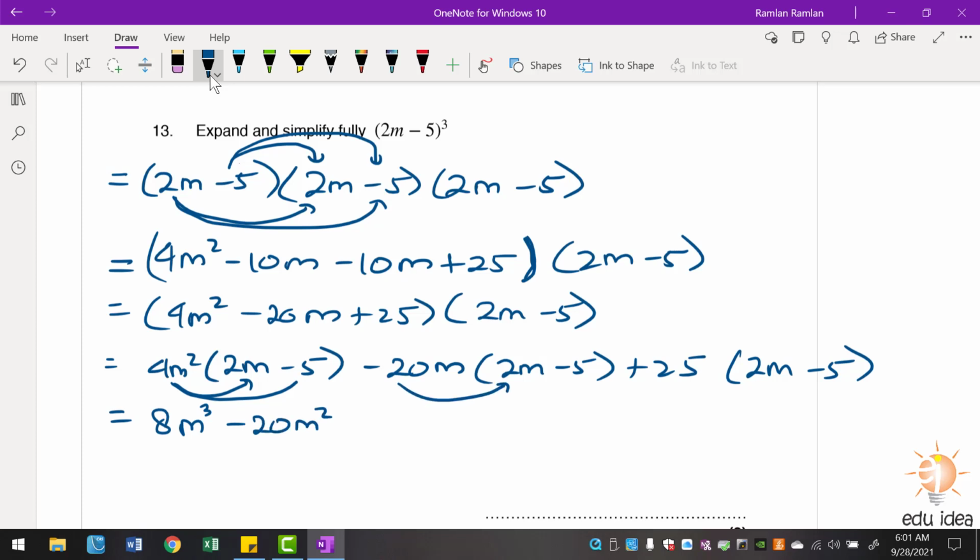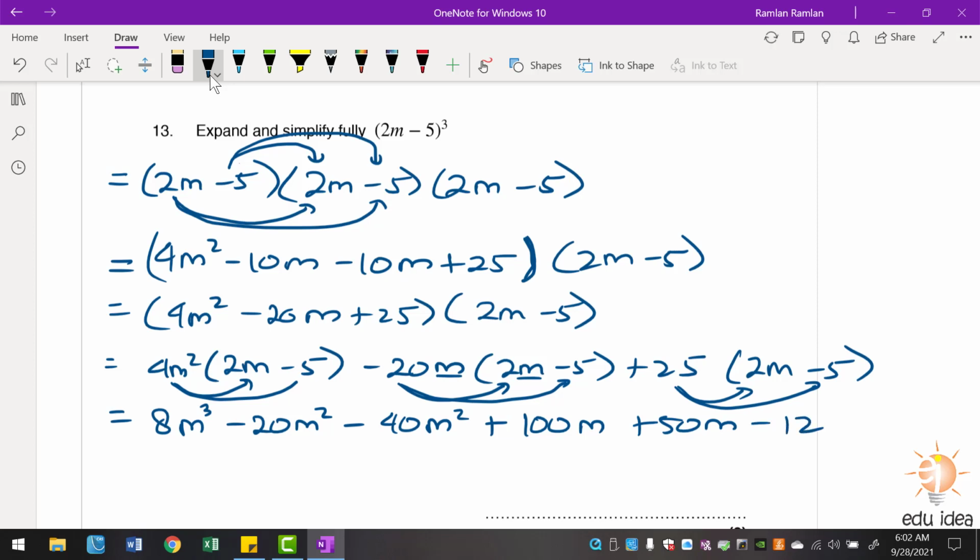And we have this guy with this one, again, negative sign. Negative times positive becomes negative. So it's going to be negative 20 times 2 is 40. And then m squared, because we have m times m, so it becomes m squared. And then the next one is minus 20m times minus 5. Negative times negative becomes positive, so it's positive. 20m times 5 is going to be 100m. Okay, next one, last one is positive times positive becomes positive, so it becomes plus 50m. And the last one is positive times negative, you get minus 120.